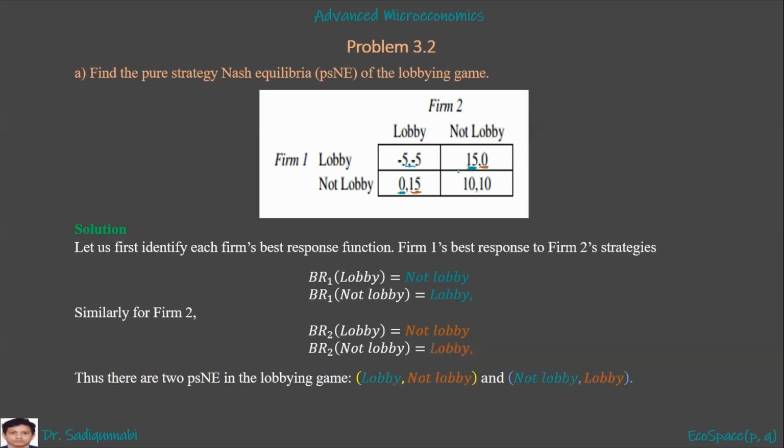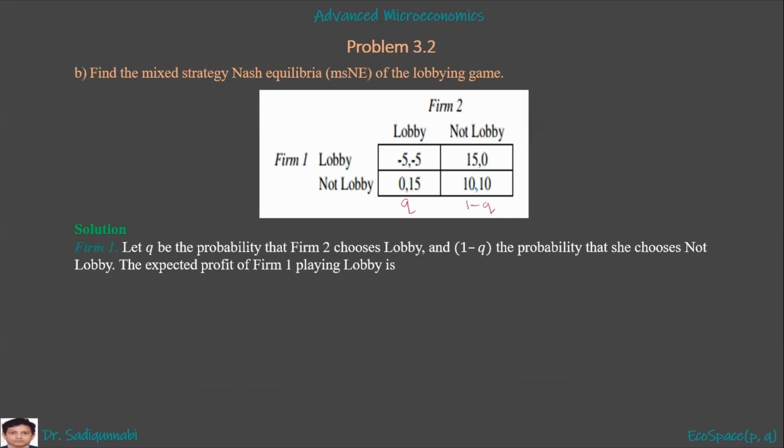You see the underlines, one is blue and the other is orange. We have two underlines in two cells: lobby, no lobby for firm 1 and no lobby, lobby for firm 2. Now for 3.2b, we have to find the mixed strategy Nash equilibria of the lobbying game.